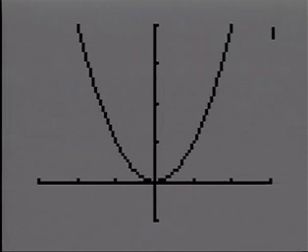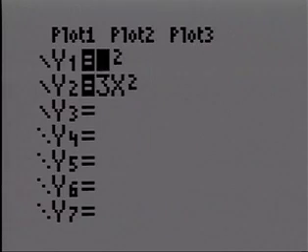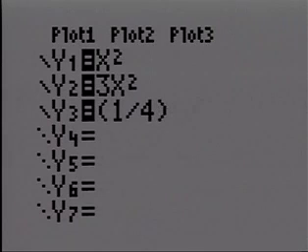Now we're comparing these two graphs. The first is y equals x squared. The second is 3x squared. 3x squared is roughly taller, or stretched, from the original y equals x squared. Well, let's go back to y equals, and as y3, put in the function 1/4 x squared.